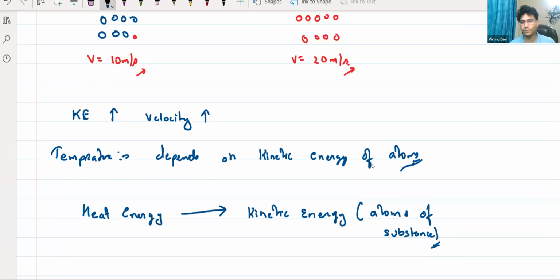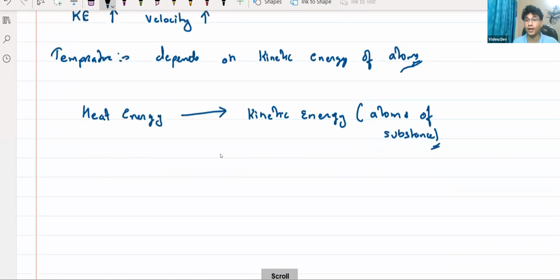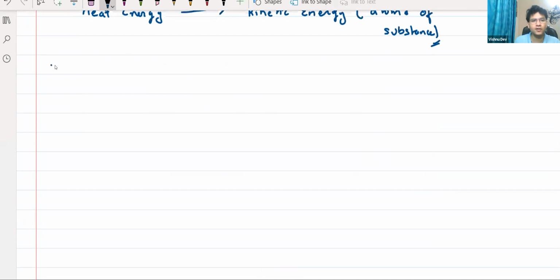Yes, sir. Okay. Now next question: is it possible that atoms don't move at all? No, sir. Tell me, is it possible? No, sir. Sir, they're always moving. Exactly, they always move. It is not possible that atoms will not move. And if that happens, then that condition is called absolute zero.